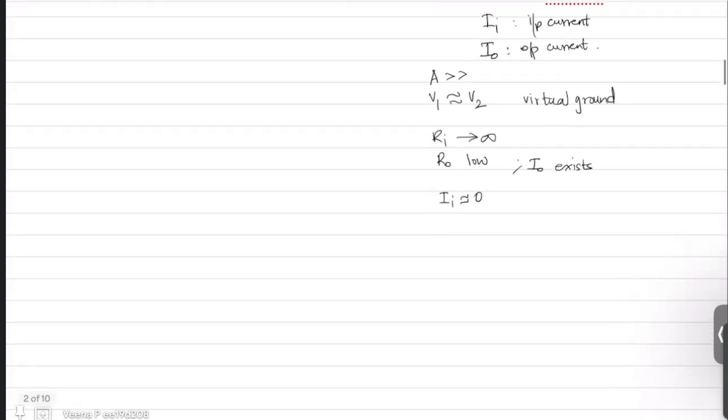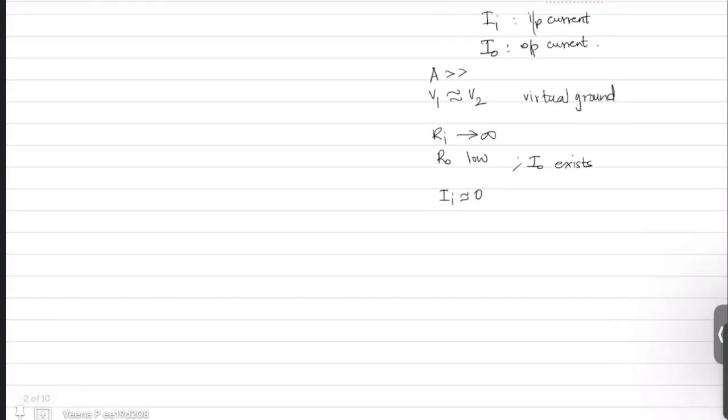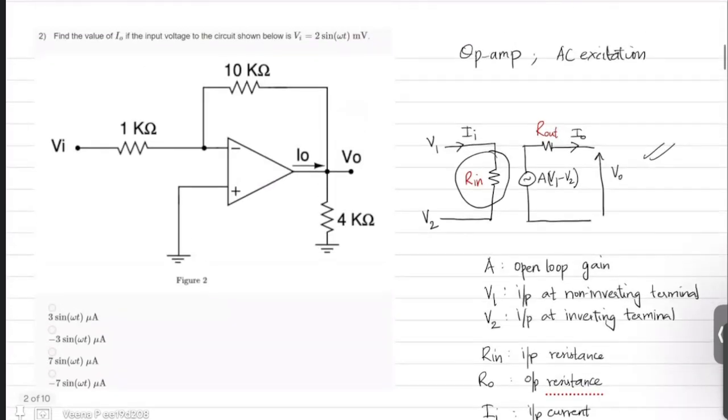So while solving problems on ideal op-amps, the concept of virtual short can be used. Also, we can assume that the input current is 0. So these two concepts can be used when handling ideal op-amp problems. So in the given problem, let us see how we can apply these two concepts.